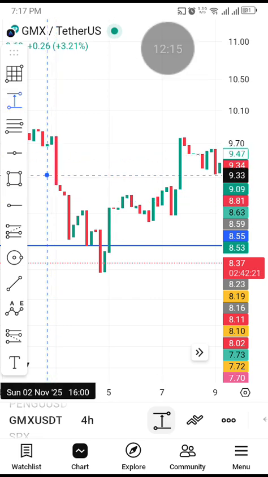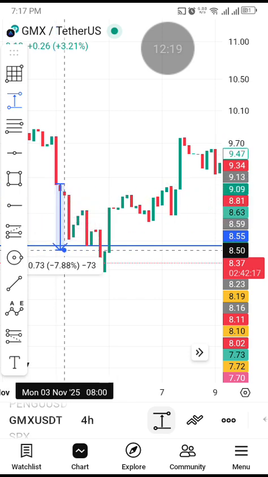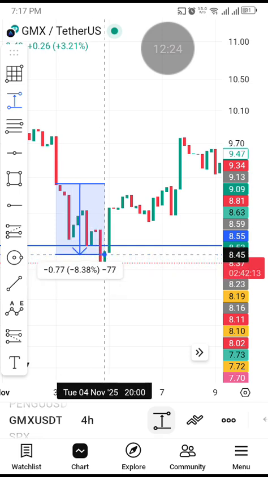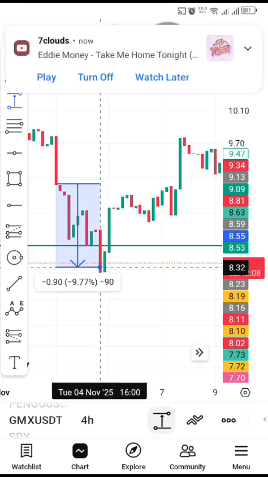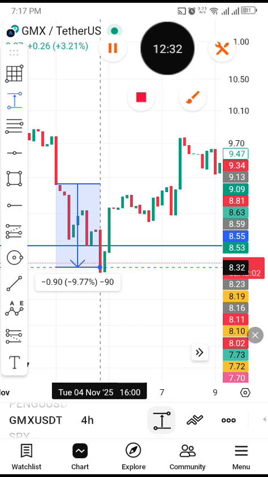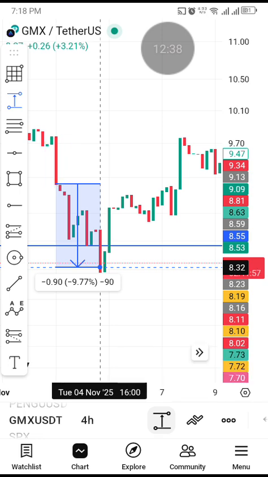You would have taken like from here. Imagine you had entered from here. You would have taken almost 10%. You would take like 8% and get out, or 6% profits, because you can see this pattern is already there. Have you seen a bearish engulfing pattern?